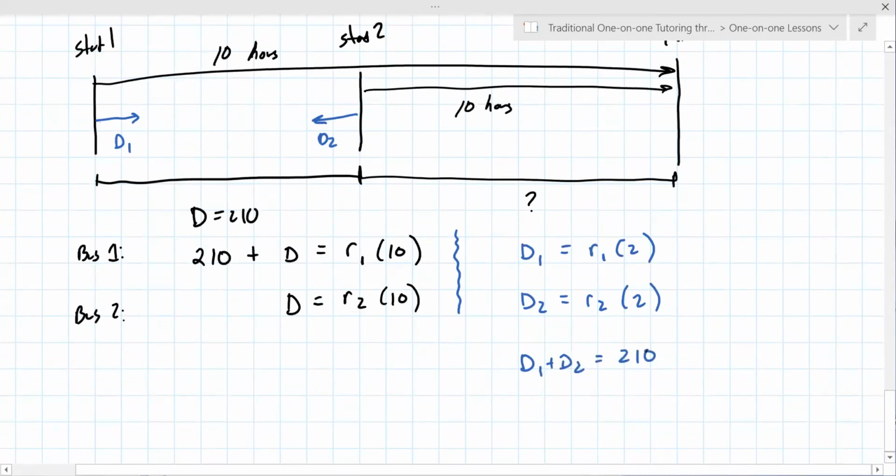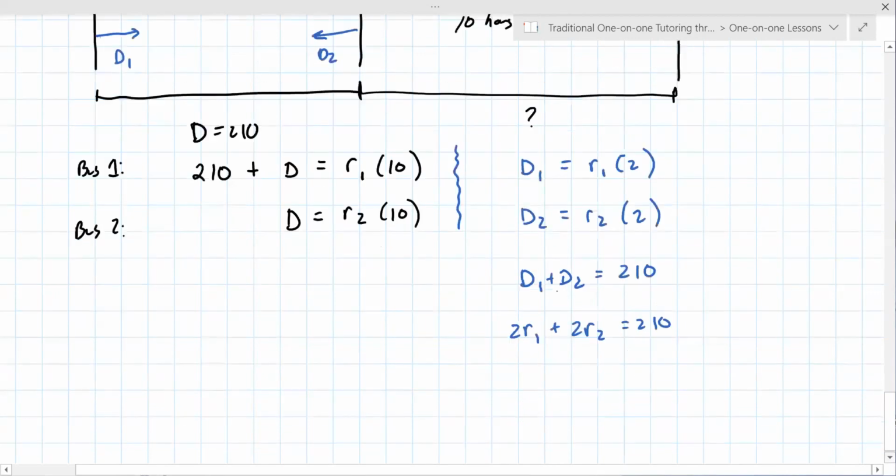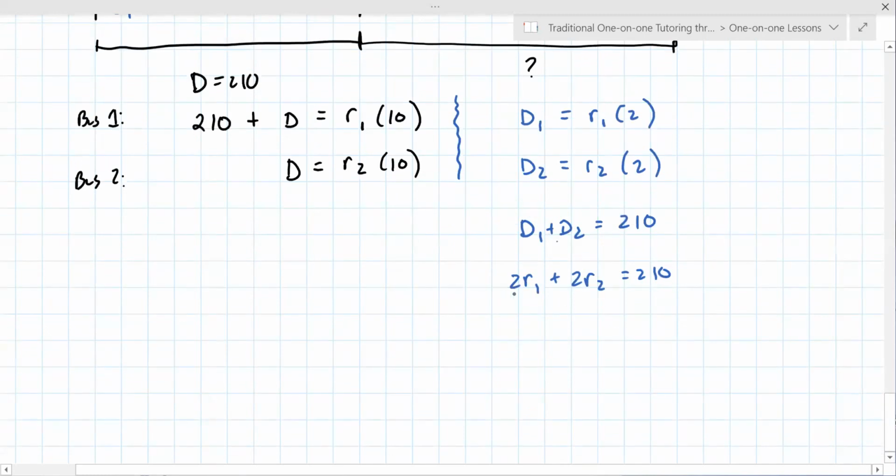Okay, so this may seem like a lot here, but if you look at these two equations, we can substitute in for D1 2R1 and for D2 2R2 equals 210. Now, this is a technique that a lot of students don't see, but if you divide all these by 2, which you can, you get R1 plus R2 equals 105.